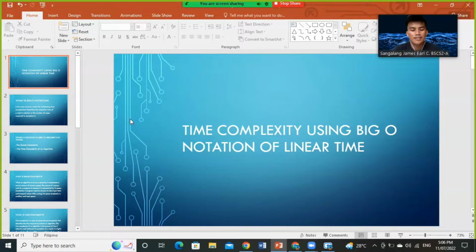My name is James R. Sangalang from BSCS 2A. This is my final project in algorithm and complexity. Time complexity using big O notation of linear time.